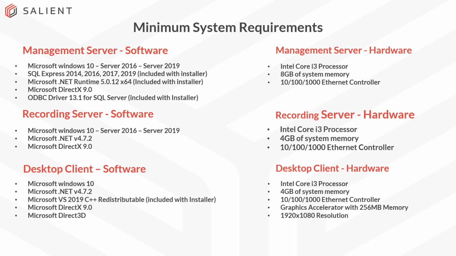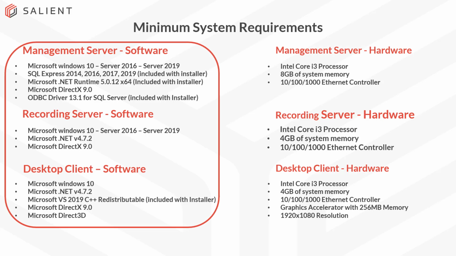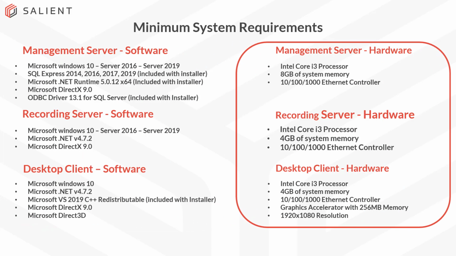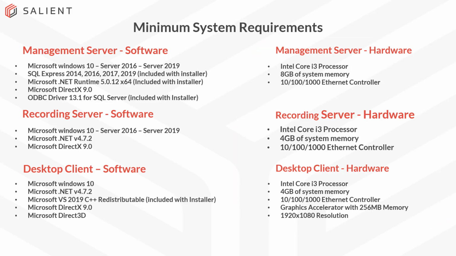Here we have a list of Salient's recommended minimum system requirements for software and hardware. For the software, since you're upgrading, a lot of these are already installed and running on your systems. For the changes between versions, we've included the necessary prerequisites with our installers, so you don't have to worry about those.